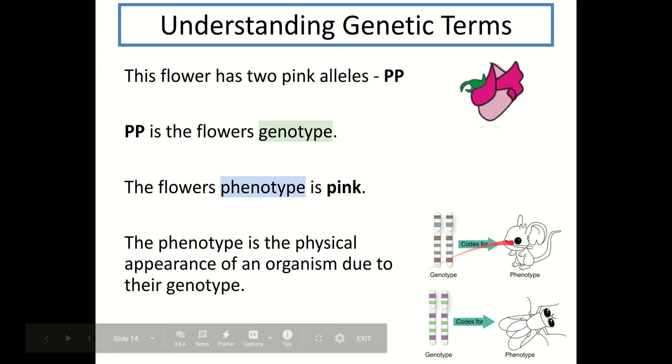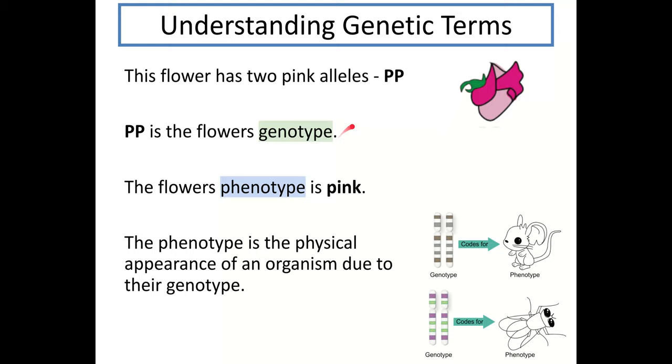So this flower over here has two pink alleles, big P and big P. Big P, big P is what we call the flower's genotype, so the alleles the organism possesses for that gene. However, the flower is actually pink. That's what we see when we look at it.